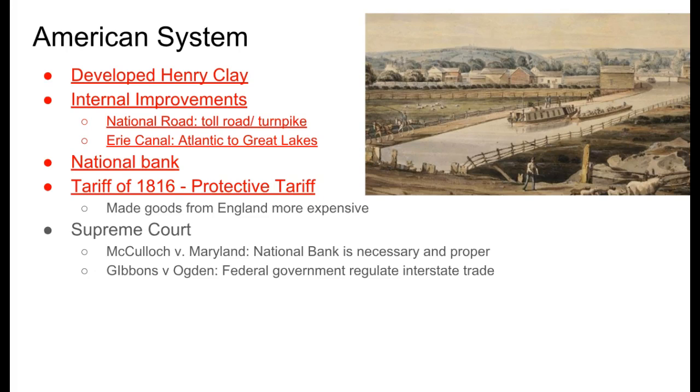We also saw the Supreme Court cases McCulloch versus Maryland and Gibbons versus Ogden. You read both of these in the last unit, but just kind of a reflection or a reminder. McCulloch versus Maryland said the National Bank is necessary and proper, and said that states did not have the right to tax it. Therefore, the law of the land was the supreme law of the land. And Gibbons versus Ogden gave the federal government the ability to control trade.